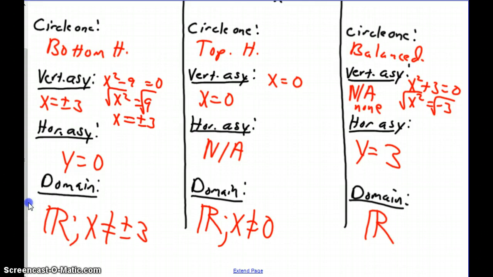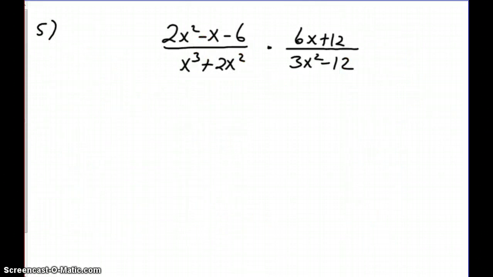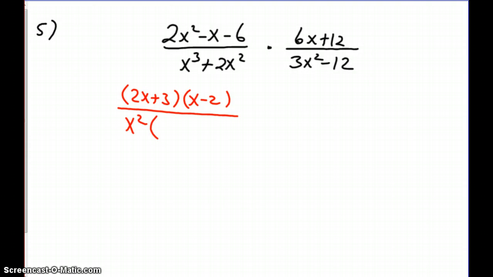Okay. All right. So we're going to factor the upper left one. To factor the upper left one, here's what it becomes: 2x plus 3 times x minus 2, okay? We're going to factor the lower left one. It has a common factor of x squared, right? It becomes x plus 2.